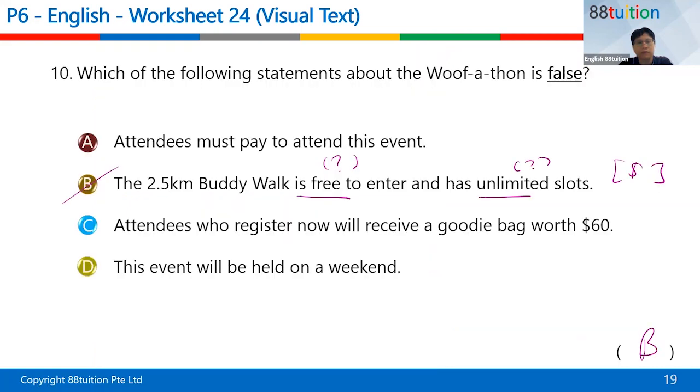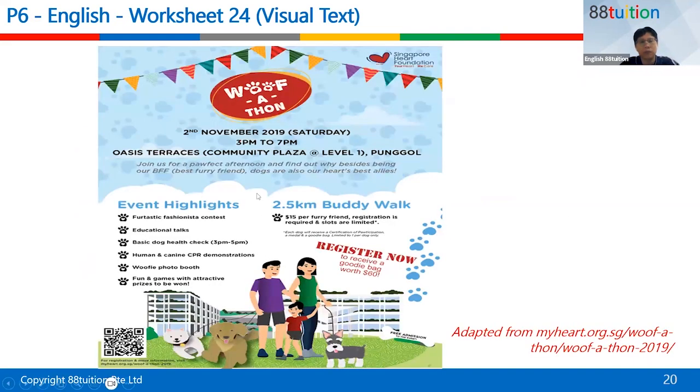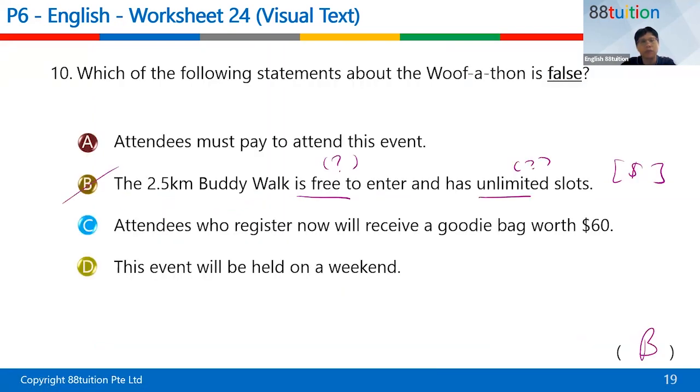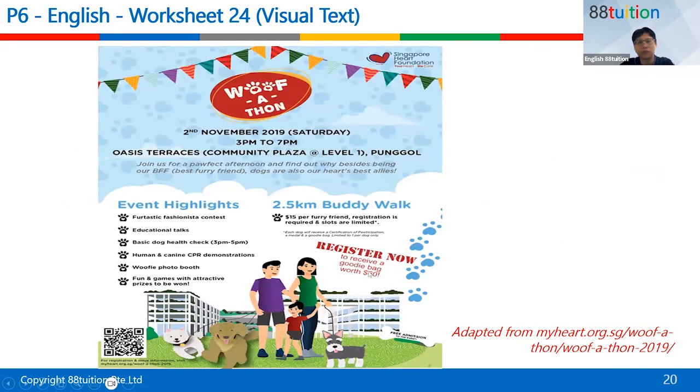Next. Okay, which of the following statements about the Wolferton is false? So you're talking about false, not true. Attendees must pay to attend this event. Of course, you have to pay. $15, right? You have to register now, but you need to pay $15 per furry friend. Registration is required, and slots are limited, so false, right? Wait, attendees who register now will get $60 worth of food goodie bag. You have that already, right? $60 worth of food goodie bag.